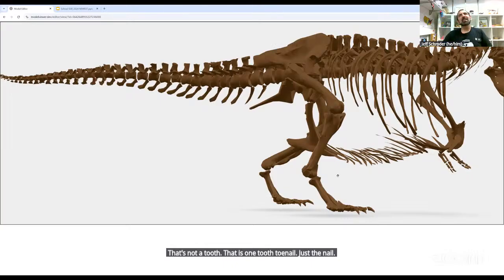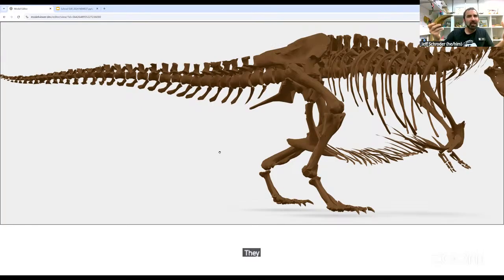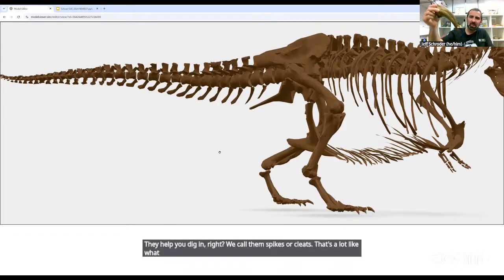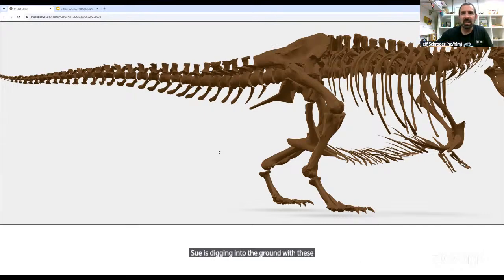Now raise your hand out there if you play a sport. And keep those hands up if you play an outdoor sport. Not everyone does, but if you do, cool, because you probably wear shoes with spikes on the bottom. They help you dig in, right? We call them spikes or cleats. That's a lot like what Sue's toenails were. Sue is digging into the ground with these to be able to hunt and chase their prey.